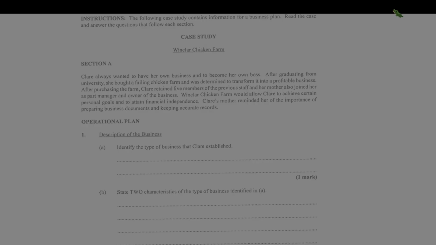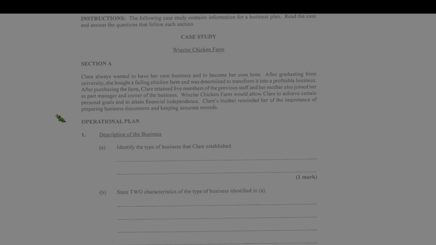Section A, Claire always wanted to have her own business and become her own boss. After graduating from university, she bought a failing chicken farm and was determined to transform it into a profitable business. After purchasing the farm, Claire retained 5 members of the previous staff, and her mother also joined her as part manager and owner of the business. Winkler Chicken Farm would allow Claire to achieve certain personal goals and to attain financial independence. Claire's mother reminded her of the importance of preparing business documents and keeping accurate records.